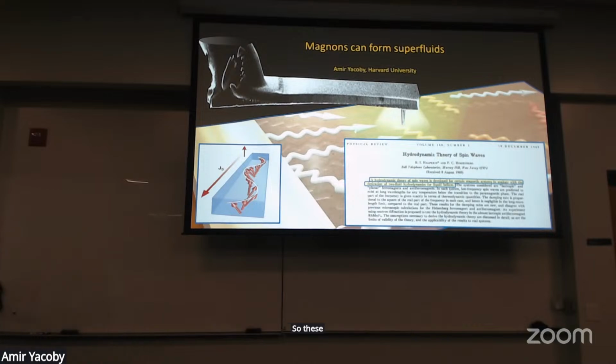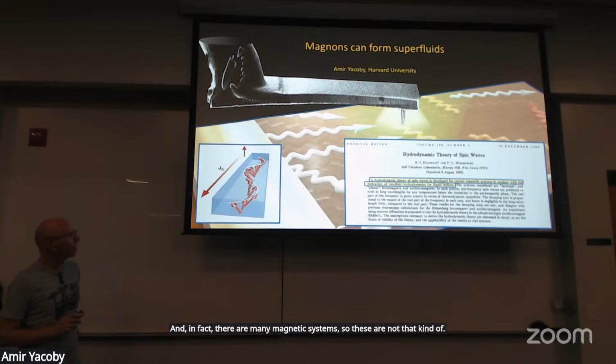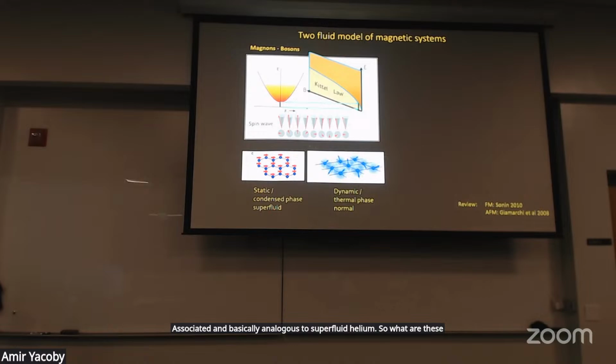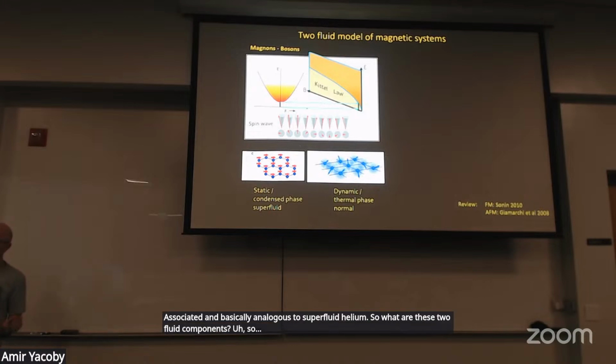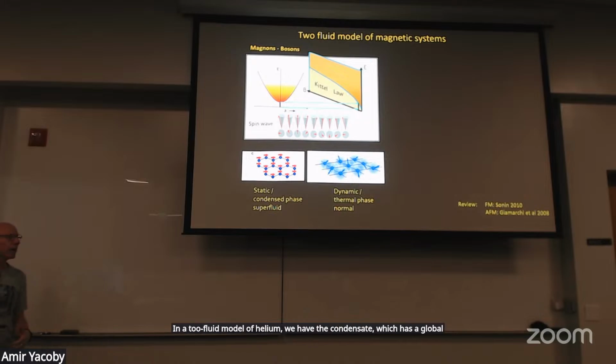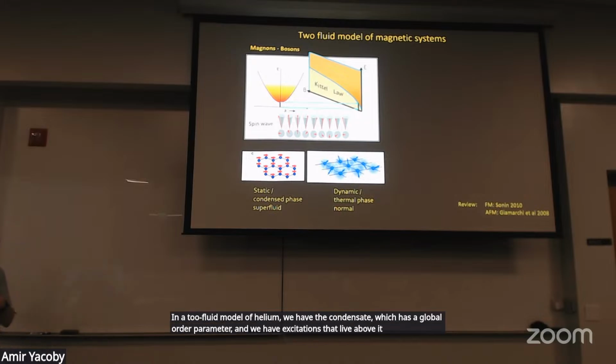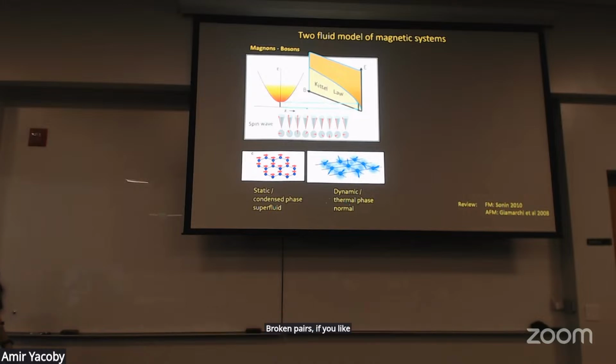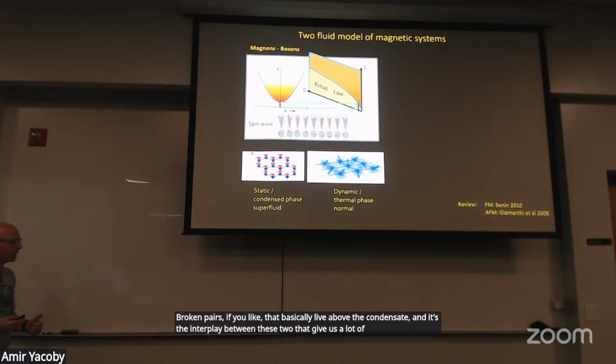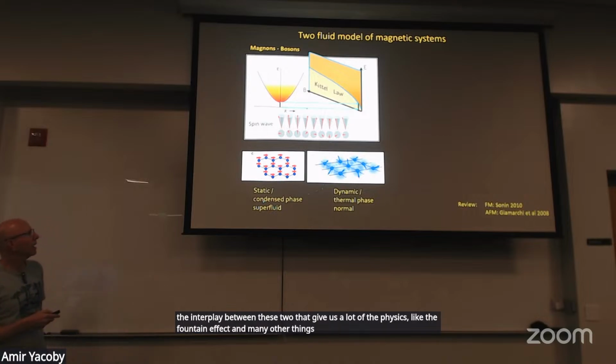So these gentlemen, already 60 years ago, realized that certain magnetic systems, and in fact there are many magnetic systems, so these are not that rare, can be thought of and described in terms of a two-fluid model basically analogous to superfluid helium. So what are these two fluid components? In a two-fluid model of helium, we have the condensate, which has a global order parameter, and we have excitations that live above it. These are broken pairs, if you like, that live above the condensate. And it's the interplay between these two that gives us a lot of the physics, like the fountain effect and many other things that exist in liquid helium.